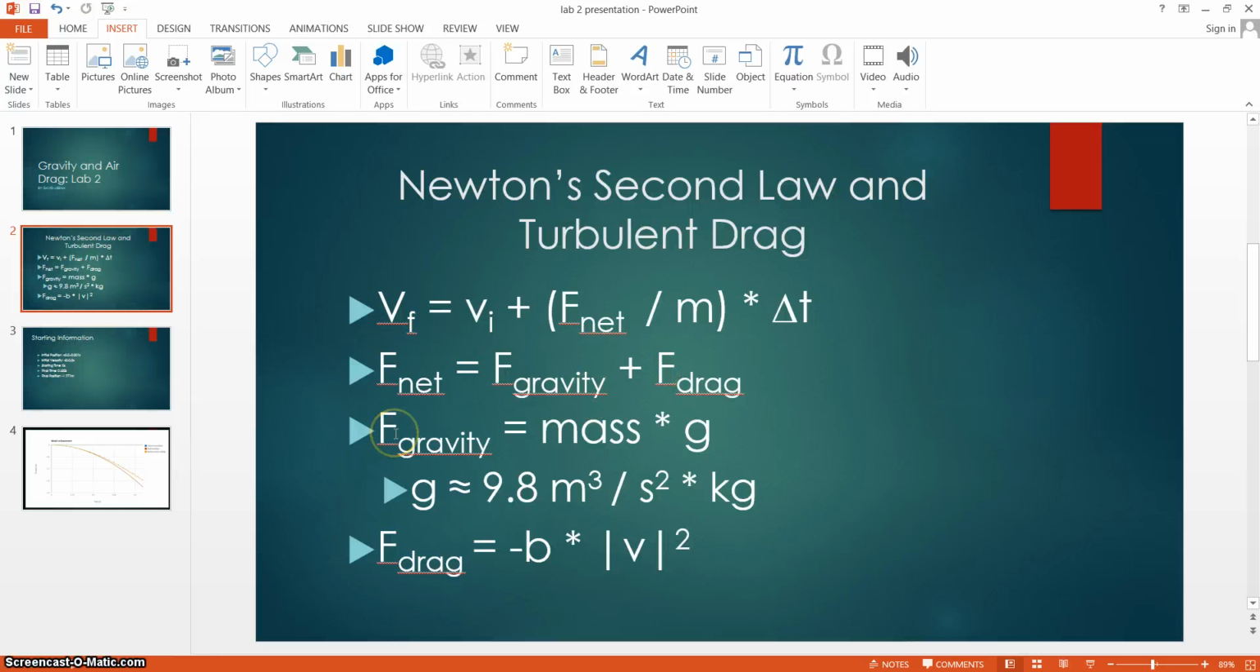The force of gravity, otherwise known as weight, is calculated by multiplying the mass of the object times the gravitational constant, which for the purposes of this lab we will assume to be 9.8 meters cubed divided by seconds squared times kilograms. The drag force is directly proportional to the square of the object's velocity and is found by multiplying a constant by the velocity squared.